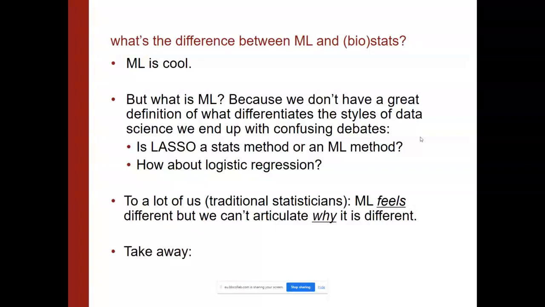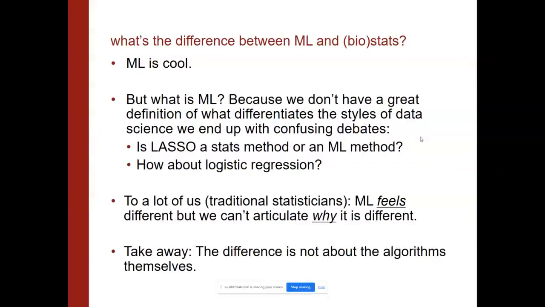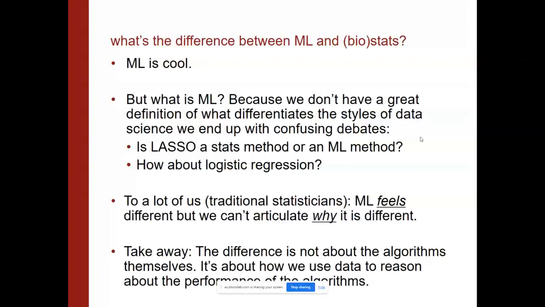So the big takeaway from this talk today is that the difference between machine learning and traditional statistics is not about the algorithms. I want to anchor on that, because that's where a lot of the conversations are. Hey, is lasso new or old? Is logistic new or old? It's not about the algorithms. It's about how we use data to reason about the performance of the algorithms.